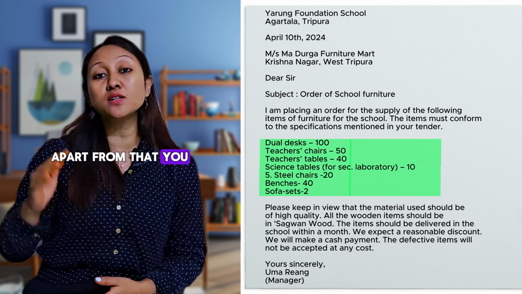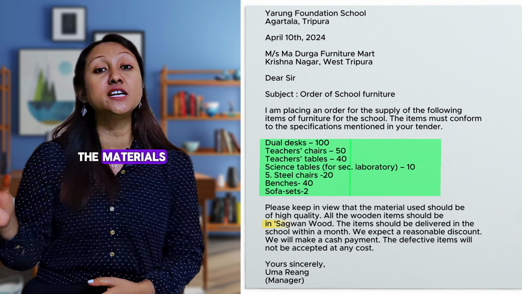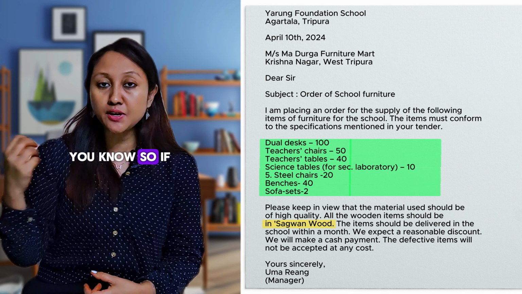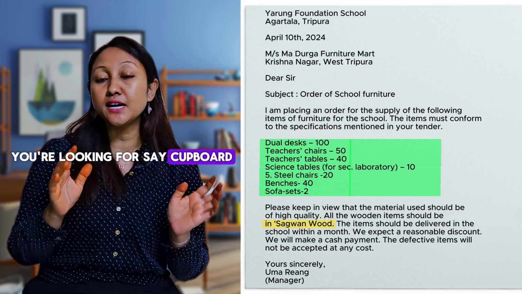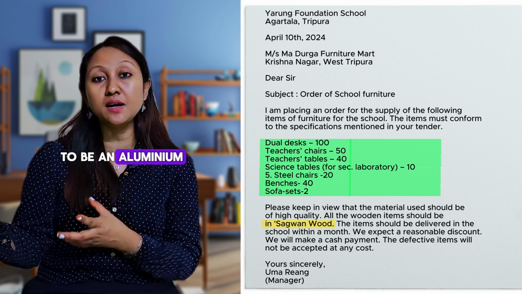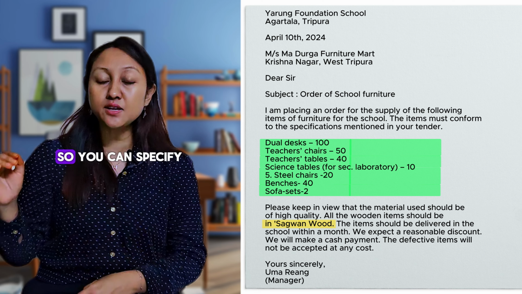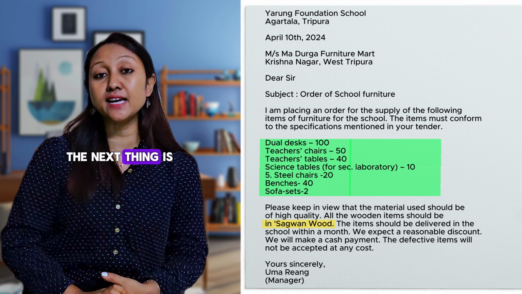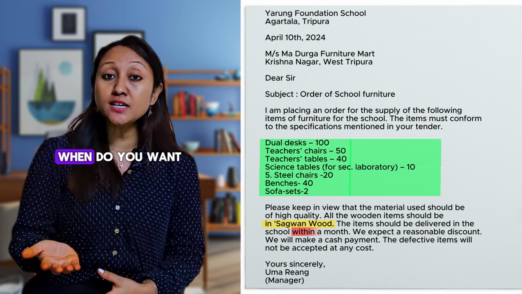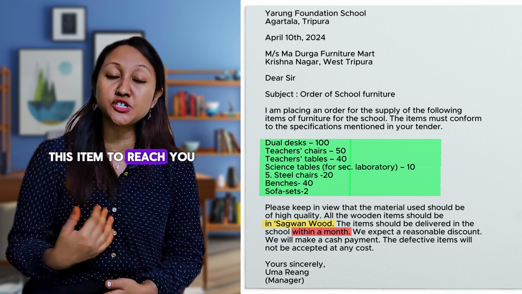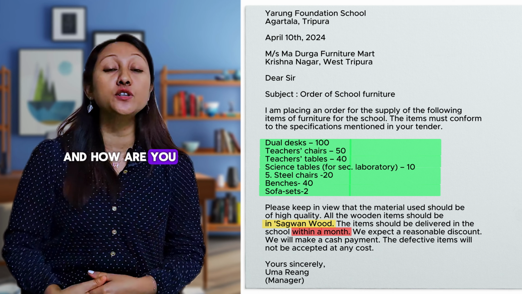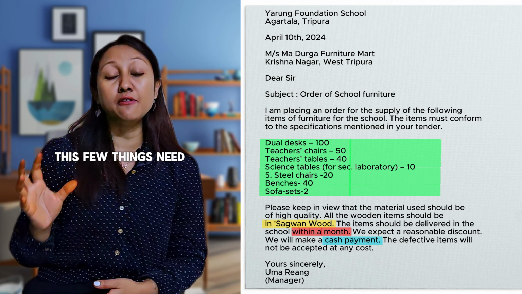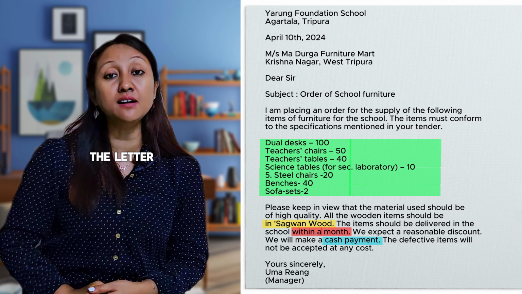Apart from that, you also need to specify the materials, or if you want a certain brand, so if you're looking for, say, cupboard, if you want it to be an aluminium or steel or wood, so you can specify those materials. The next thing is when do you want this item to reach you, and how are you going to make the payment for those items? These few things need to be there in the letter.